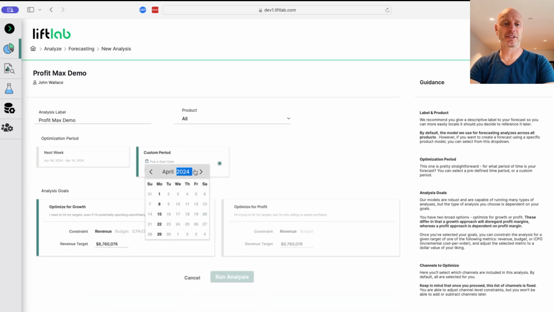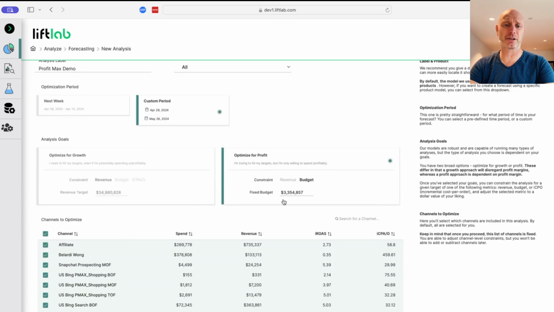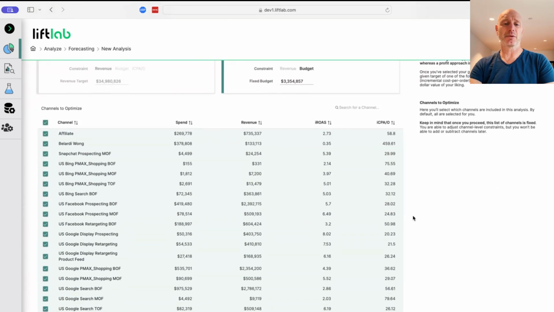Let's go ahead and do that for the same time period. We'll do it for the fiscal May. And here we're going to change it over to optimize for profit. And it might be that we have a constraint on the budget. Now, I like to run these sequentially. Let's go ahead and run this with a historical budget.